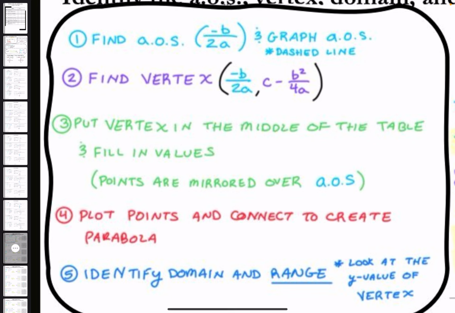So step 1 is to find the AOS. Step 2 is to find the vertex, which we've done. Step 3 is to put the vertex in the middle of the table and fill in the values. So this is new. Step 4 is plot the points to create the parabola. Step 5 is to identify domain and range. Yes, we are going back to unit 2. We are connecting it back to domain and range. So go ahead and pause this. You can take the notes.